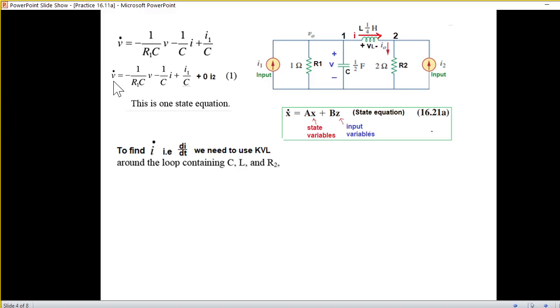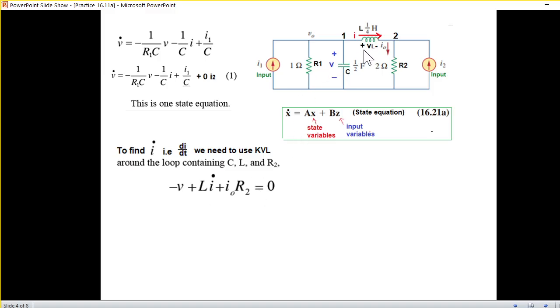Then we have found V dot. Now we need to find I dot. I dot means di/dt. Here, di/dt, we need to use KVL around the loop containing C, L, and R. That means we need to use this loop here, and you can start from here, minus V in terms of voltage, keep in mind.